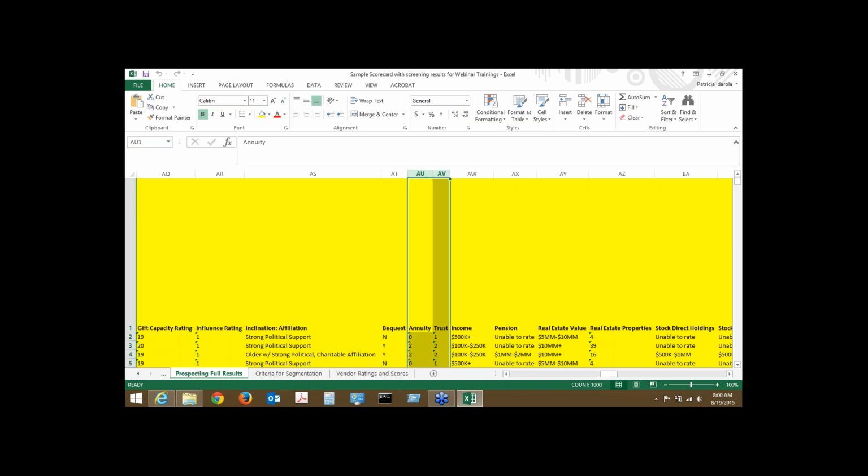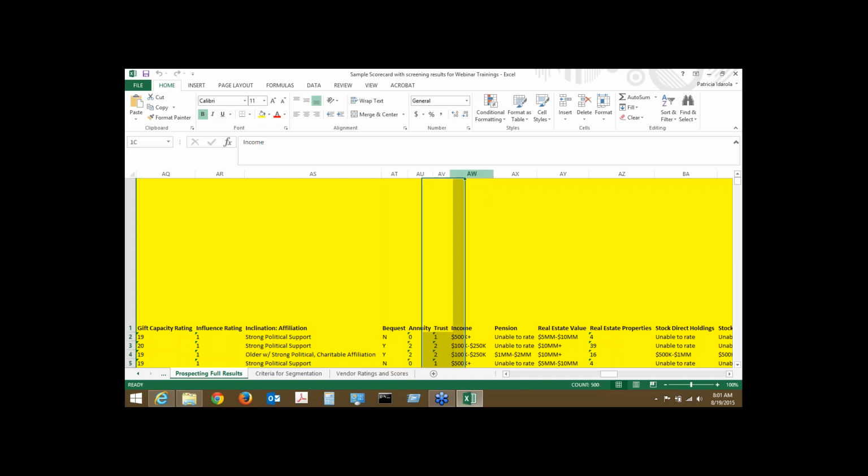And then for annuity and trust, you get ratings of 0, 1, 2. 0 meaning they don't see the potential based on age or capacity. And then the 1 is a younger age and a lower capacity. And the 2 is an older age and a higher capacity. So your 2s are older and wealthier, based on that. But if you want to see the exact breakdown, you can look in your ratings and scores tab.